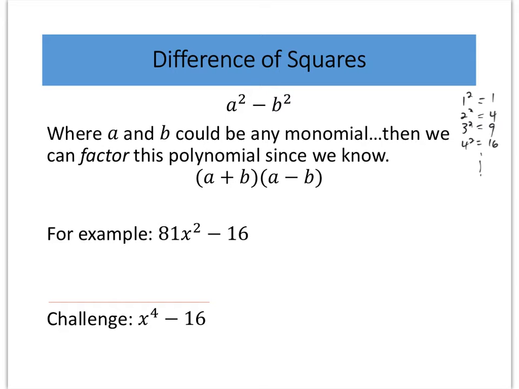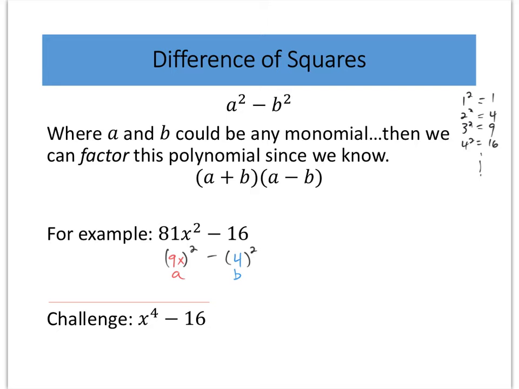So I see that there's something squared here, and there's something squared here. Well, if I look at my list, I notice that 4 squared is 16. So 4 squared is the same as 16. So in that box, we can put 4. And something else squared is 81x squared. Well, I know that 9 squared is 81, so 9, and then x squared is x squared. Okay, so here we've got our a value, and in blue we've got our b value.